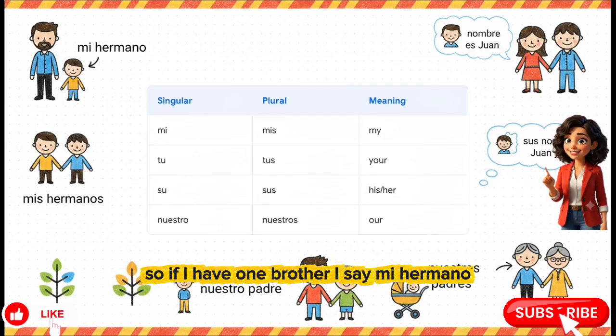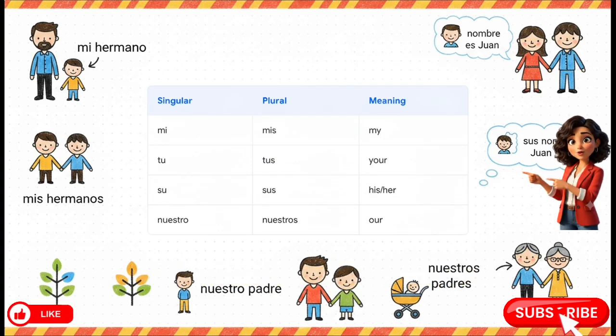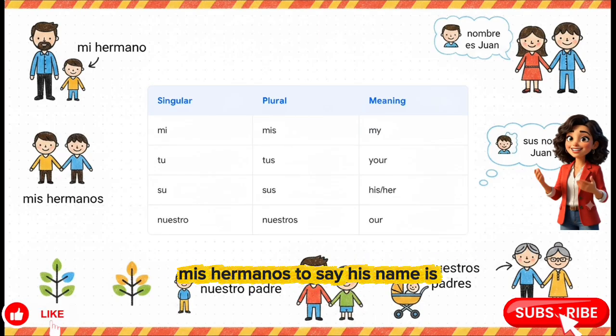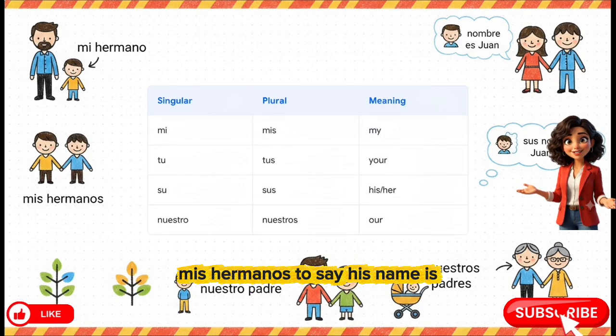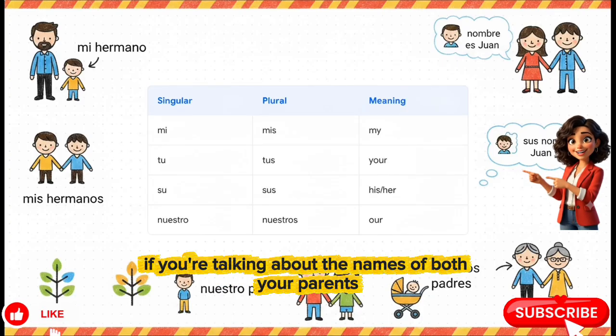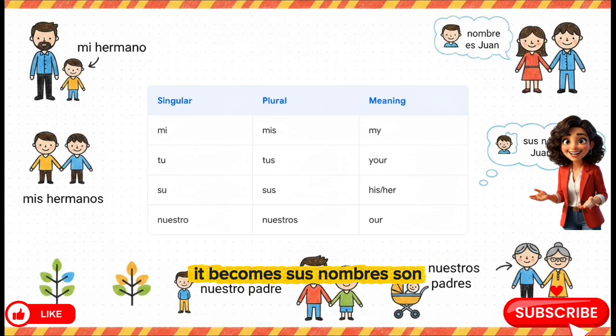So if I have one brother, I say mi hermano. If I have two brothers, I must add an s to the adjective too, mis hermanos. To say his name is, you say su nombre es. If you're talking about the names of both your parents, it becomes sus nombres son.